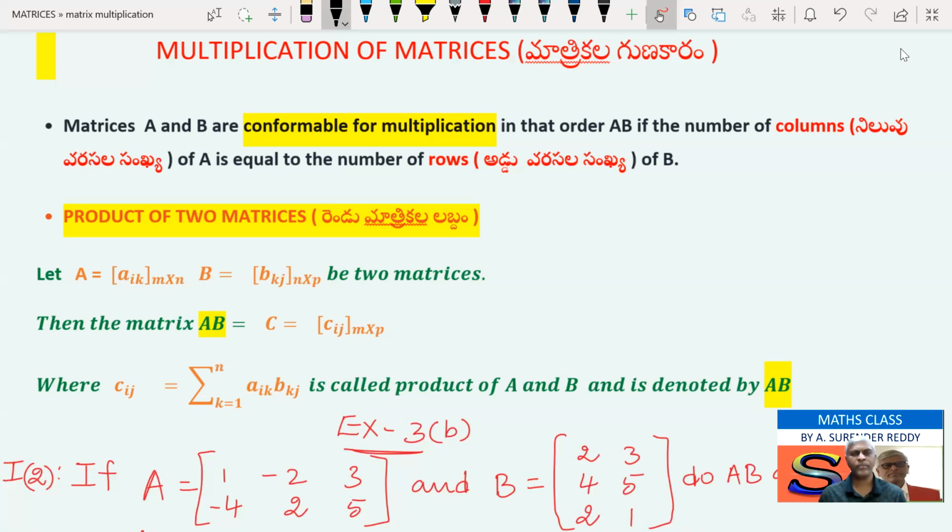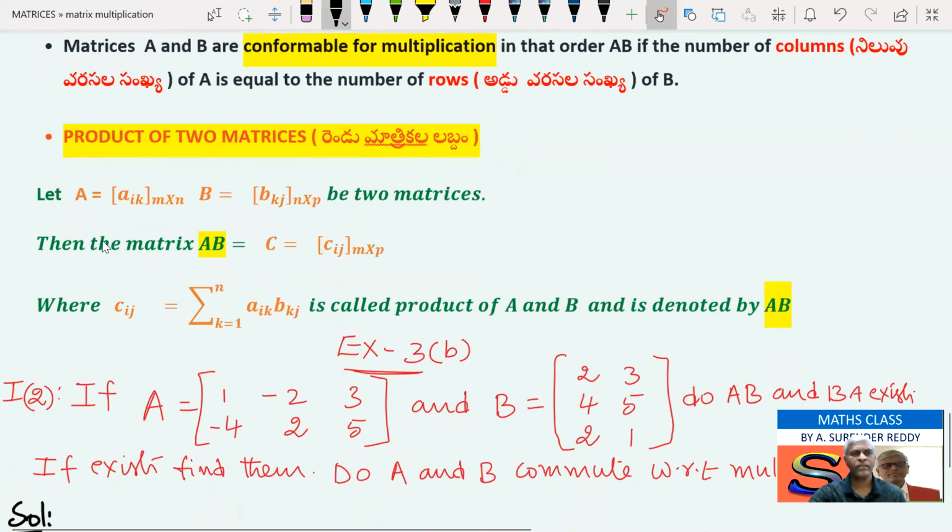So this is the basic condition for multiplication of any two matrices. And this is the definition. Product of two matrices. Suppose A is a matrix of order m by n, B is a matrix of order n by p.